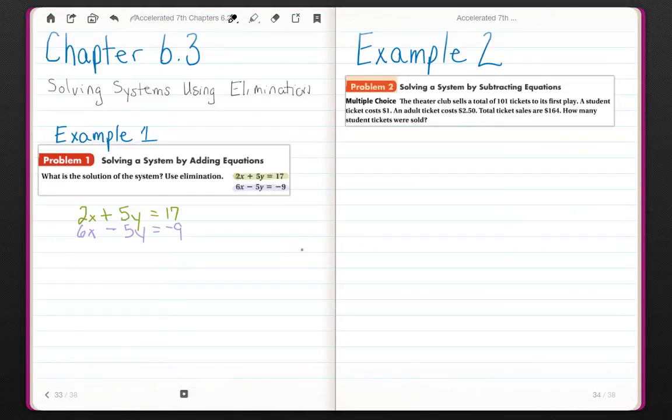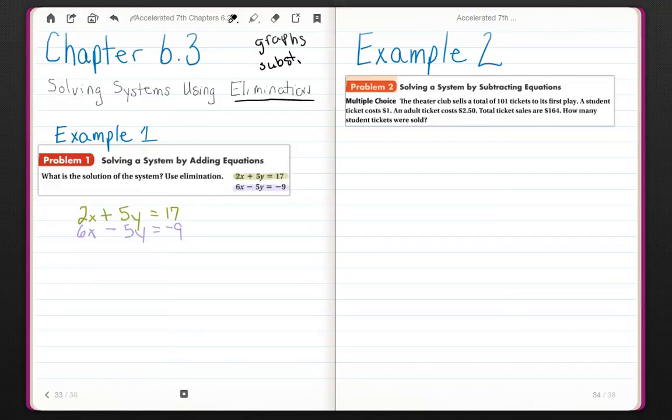Chapter 6.3, Solving Systems Using Elimination. So far we have solved systems using graphing. We've solved it using substitution. Today we're going to solve systems using elimination. So let's jump right into it.